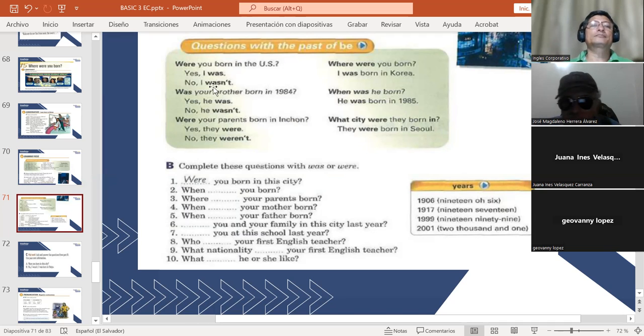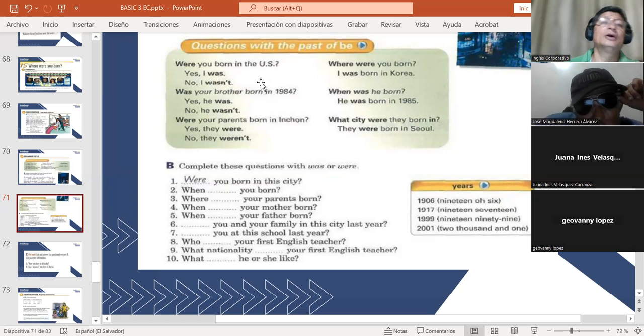On the left column, you have, were you born in the US? Yes, I was. No, I wasn't. Was your brother born in 1984? Yes, he was. No, he wasn't. Were your parents born in Incheon? Yes, they were. No, they weren't. Veamos que aquí usamos respuestas cortas. Short affirmative answers or short negative answers. All right? Okay, in the other side, I have information questions.